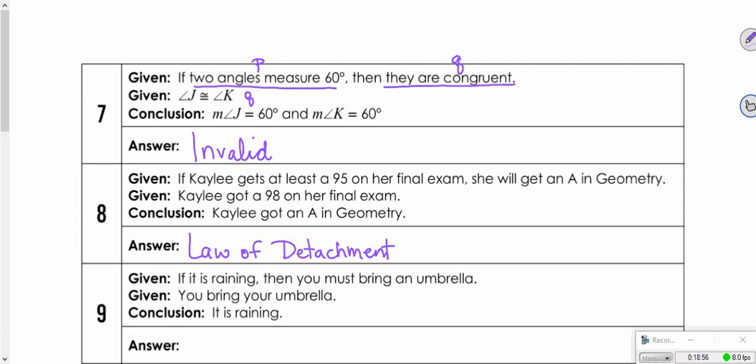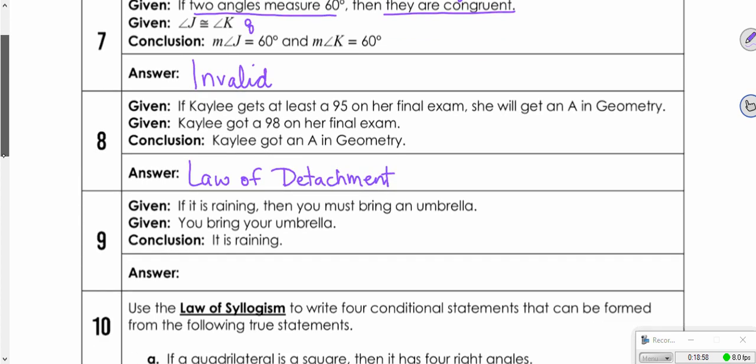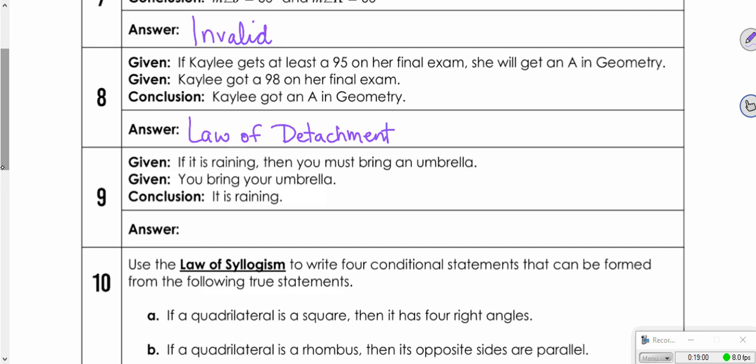Okay. And number 9, if it is raining, then you must bring an umbrella. You bring an umbrella is the given, so the conclusion is it is raining. Invalid. Again, they switched, right? So once again, this is my P, this is my Q. They gave me the Q. I cannot conclude the P.